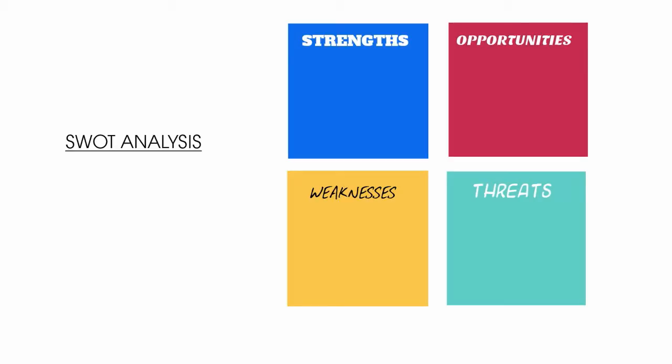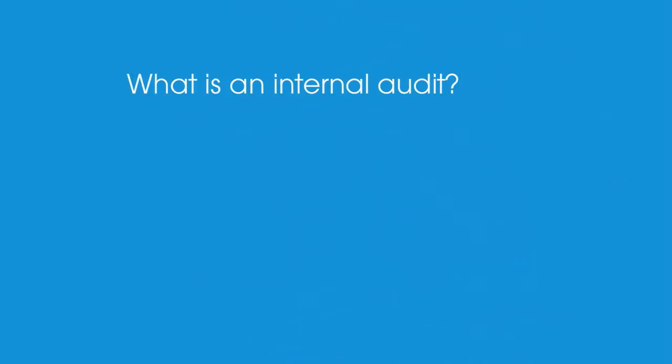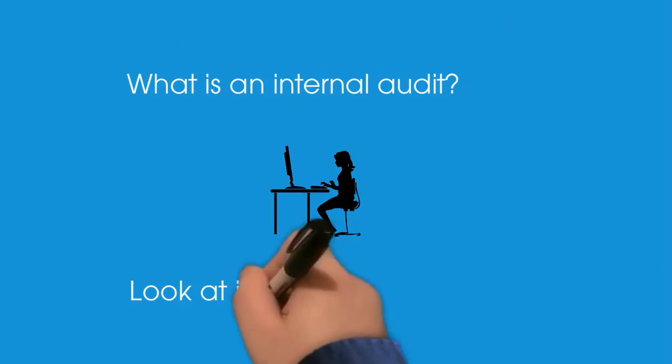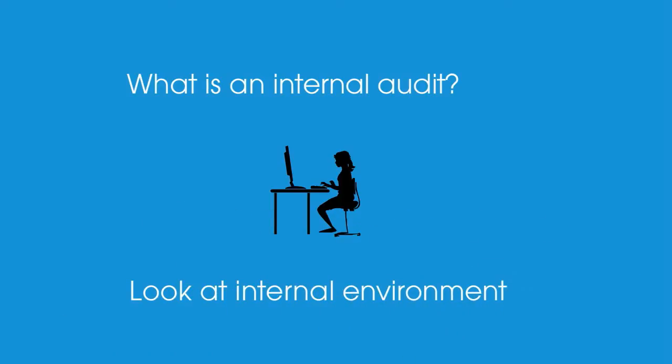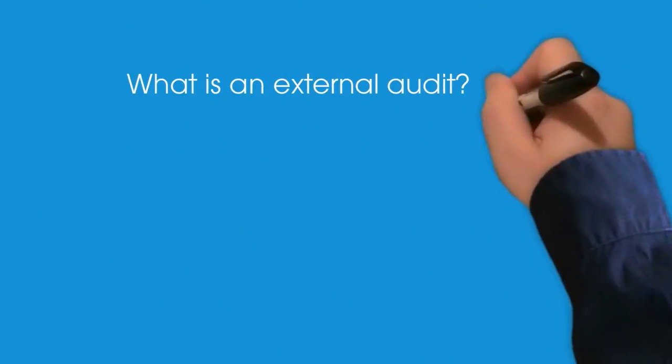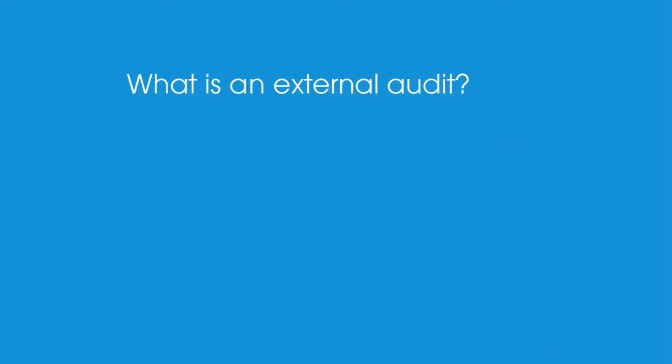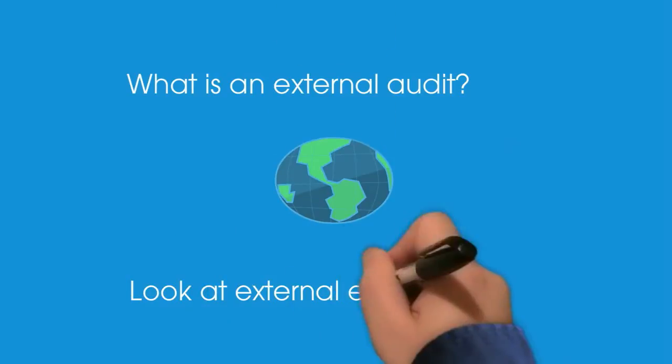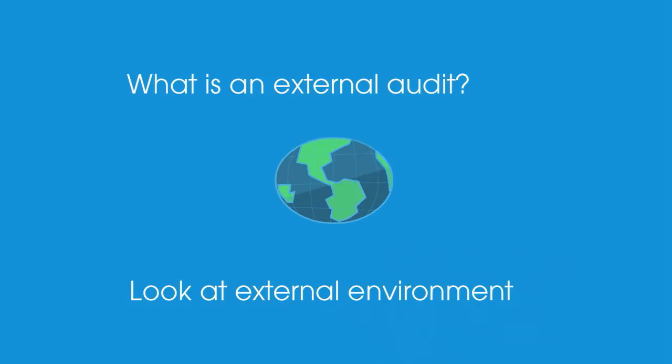Okay, so let's look in more detail at what internal and external audit are. In the real world, senior managers need, from time to time, to spend time trying to look hard at, firstly, what is going on within the business. That's what's called looking at the internal environment, doing an internal audit. And secondly, they need to look at what is happening outside the business that might affect it, what's called the external environment. This is an external audit.